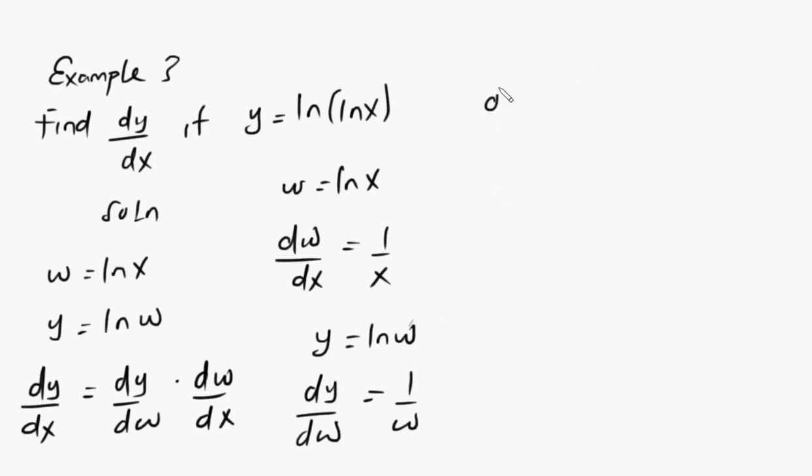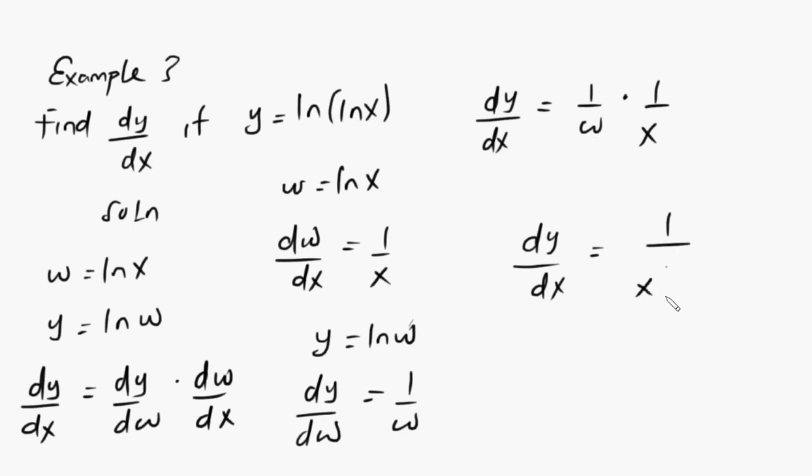So dy/dx is now going to be equal to dy/dw, 1 over w, times dw/dx, 1 over x. So dy/dx is just equal to 1 over wx. But what is w? w is ln x. So this is ln x times x, which is equal to 1 over x ln x. So this is the derivative when y equals the natural logarithm of the natural logarithm of x.